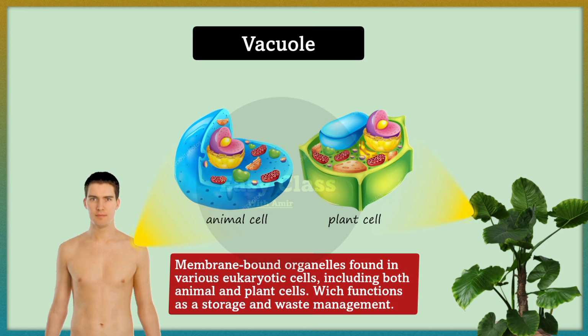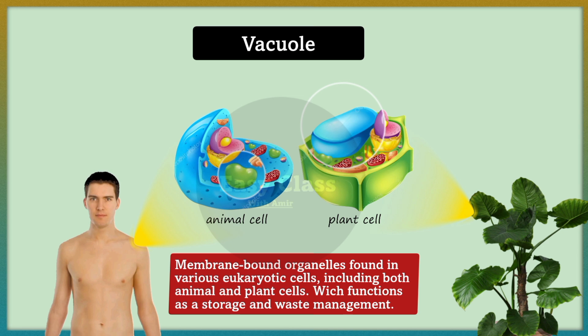Vacuoles are membrane-bound organelles found in various eukaryotic cells, including both animal and plant cells. While they share some general functions like storage and waste management, their structure and primary roles differ significantly between animal and plant cells.